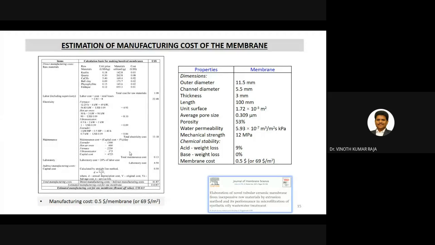So we have followed this, and we estimated that the manufacturing cost for making one membrane is 0.5 US dollar, or 69 US dollar per meter square. So here the overall properties I have provided in tabular form. These properties are highly comparable with the alumina-based ceramic membranes. So with these excellent properties, we would like to test this prepared membrane.